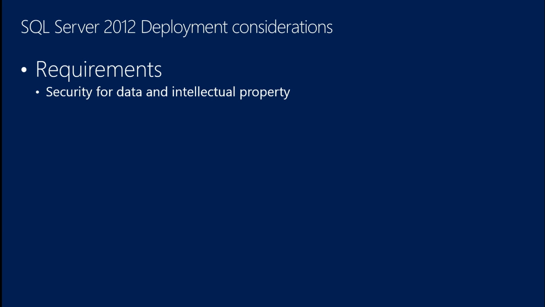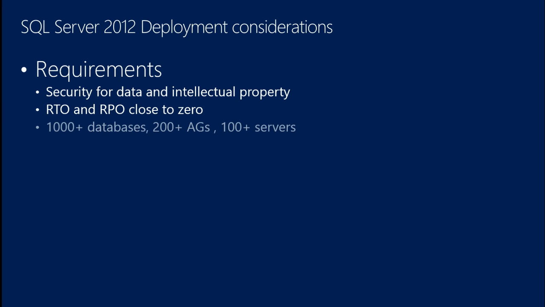But our main concern is security for our data and the intellectual property around the data. That's my top priority. Then I have RTO and RPO close to zero. It doesn't have to be absolutely zero because we are mostly batch-oriented operations, so we can rerun them. And we have about 1,000 databases, 200 availability groups, and about 100 servers.